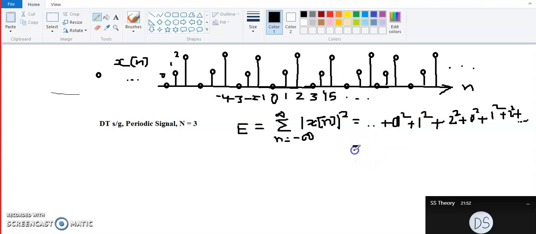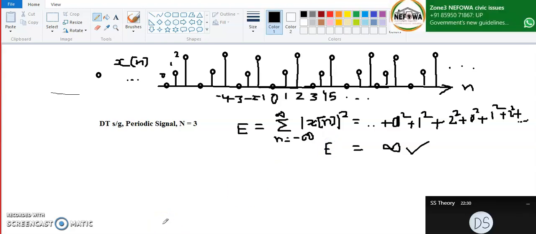So what will be its value? Anyone? What will be its value? Its value will be infinity. Agree? Because 1 square, 2 square, 1 square, 2 square, when added an infinite number of times, will give rise to infinity. So energy will be infinity. Agree? The energy of the signal is infinity.